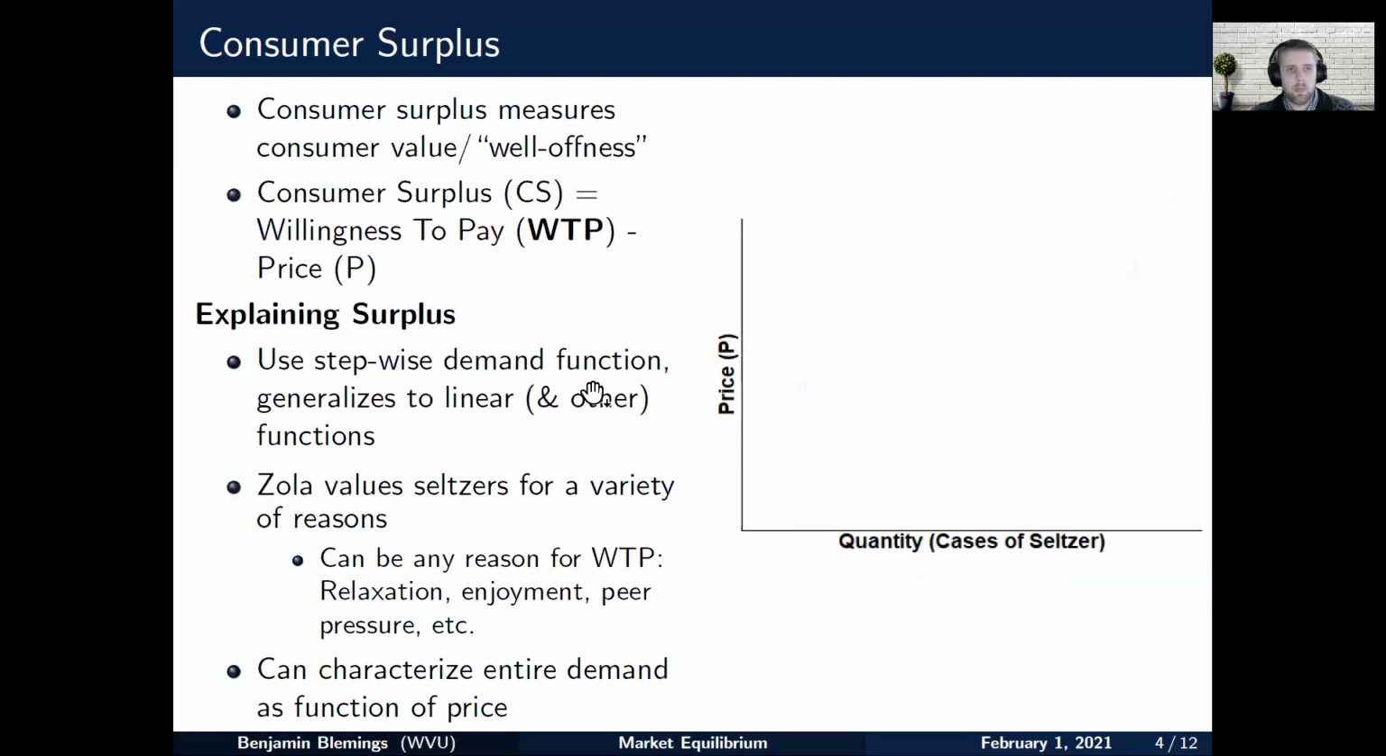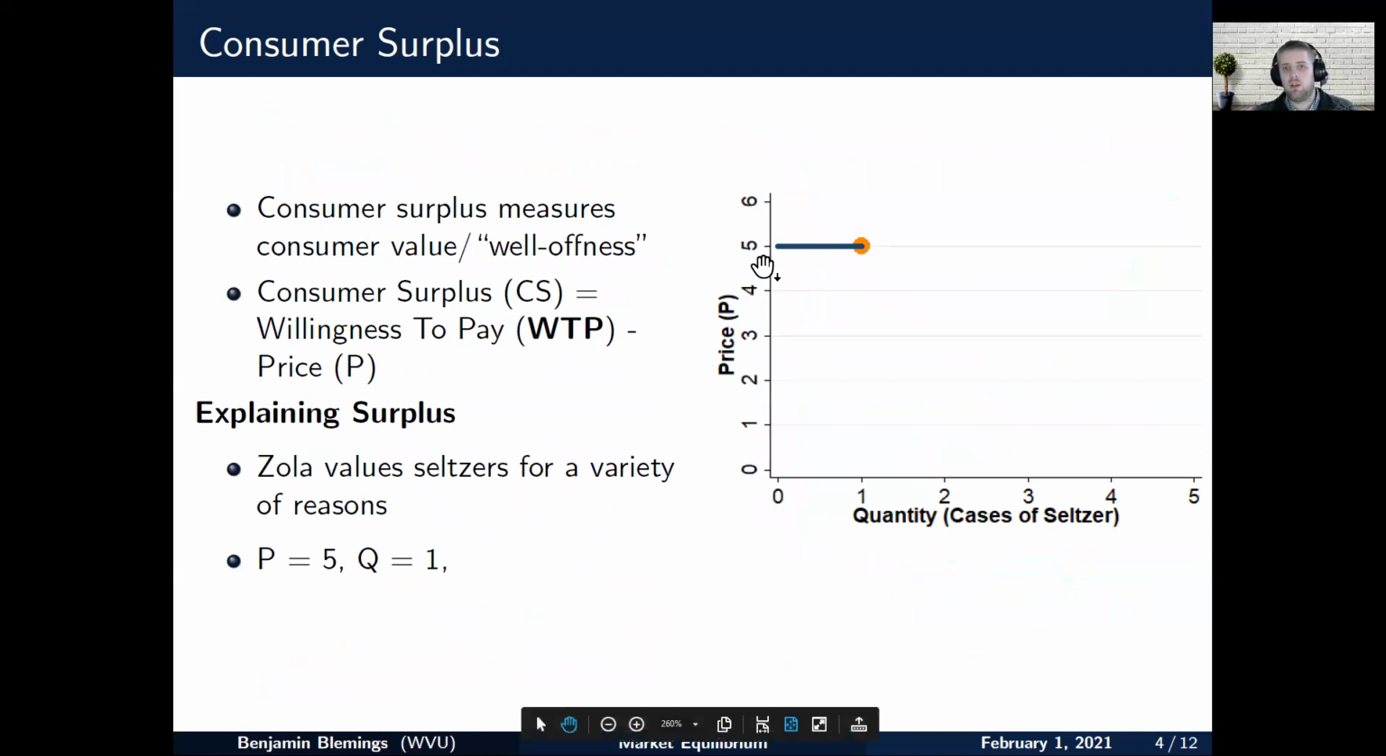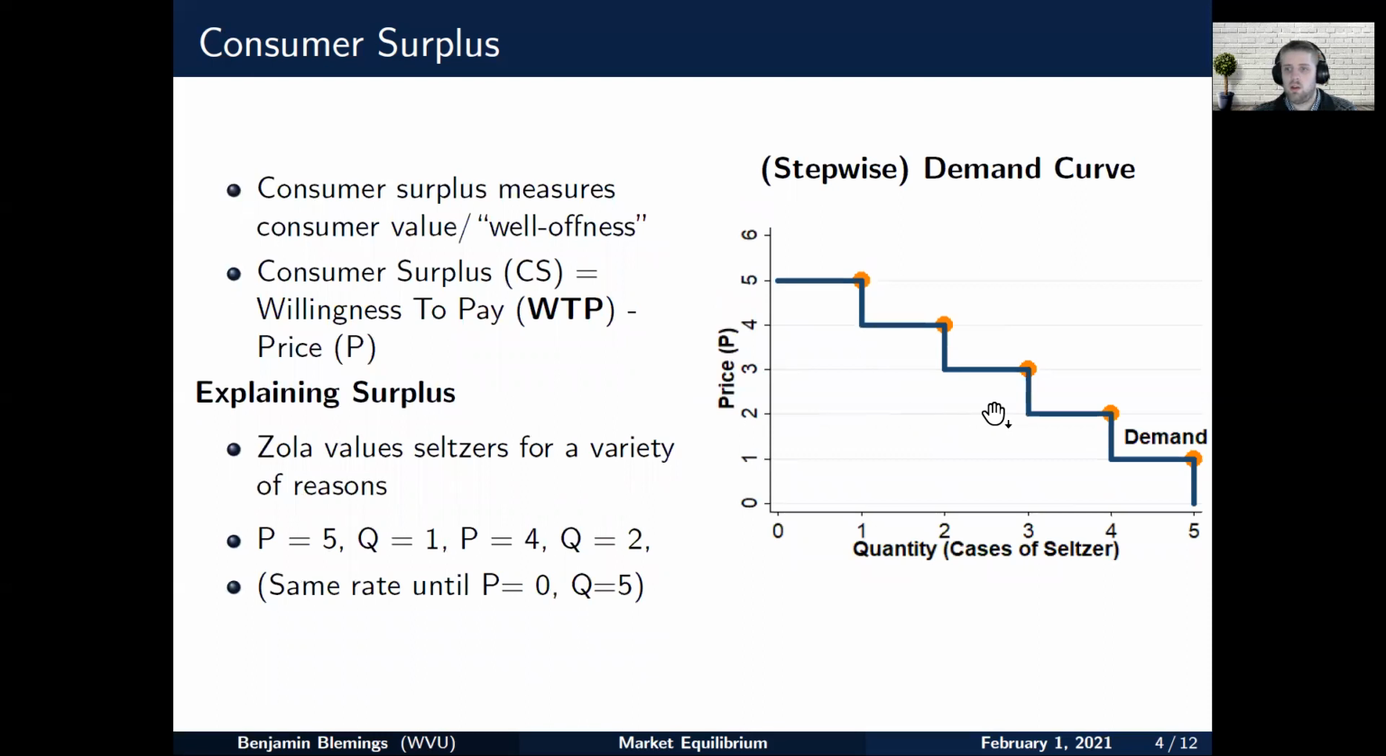So let's just say we have Zola here who values seltzers for whatever variety of reasons. They like seltzers because of the relaxation or the enjoyment or even peer pressure, and we can characterize their entire demand as a function of the price. And so, let's say that if the price is 5, then Zola is going to demand 1 case of seltzer. If the price is 4, then Zola will demand 2 cases of seltzer, and so on and so forth until we've traced out the entire stepwise demand curve for Zola.